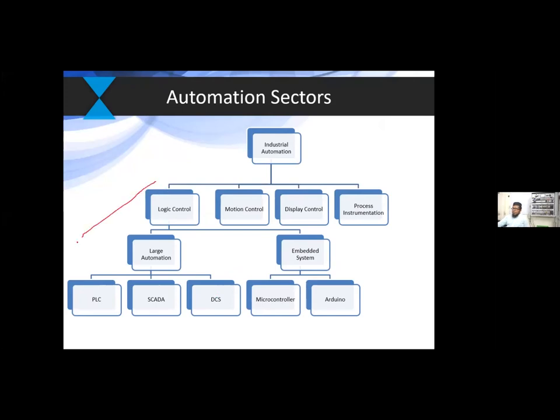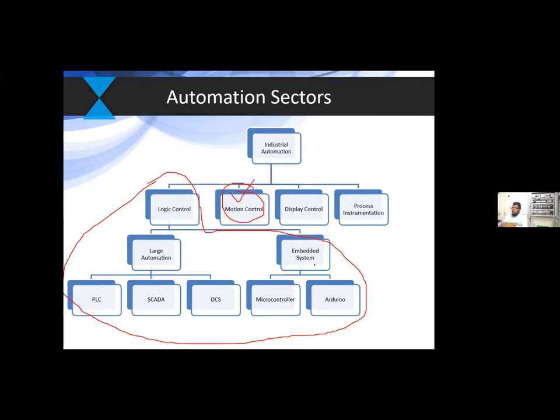So we just discussed this part, logic control. Logic control is partly large automation and partly embedded systems. In large automation, there are items like PLC, SCADA, and DCS, and in embedded systems, we are using the microcontroller or the RTU. Okay, so next is motion control. Here I am discussing the different parts of industrial automation. So now I'll discuss motion control.